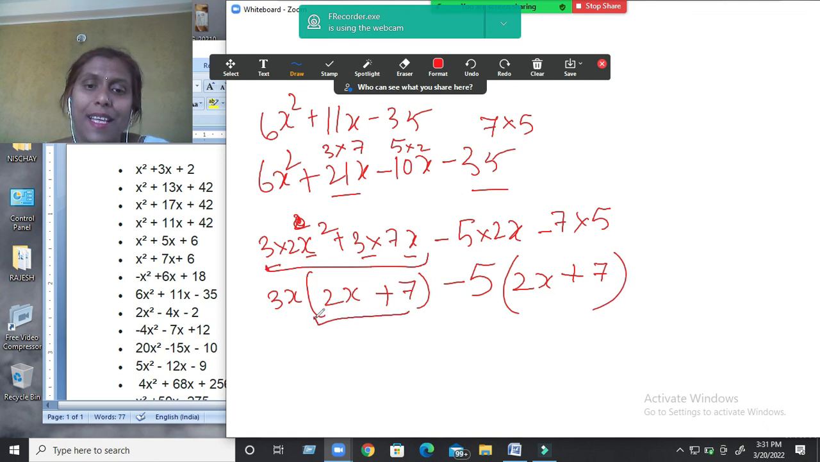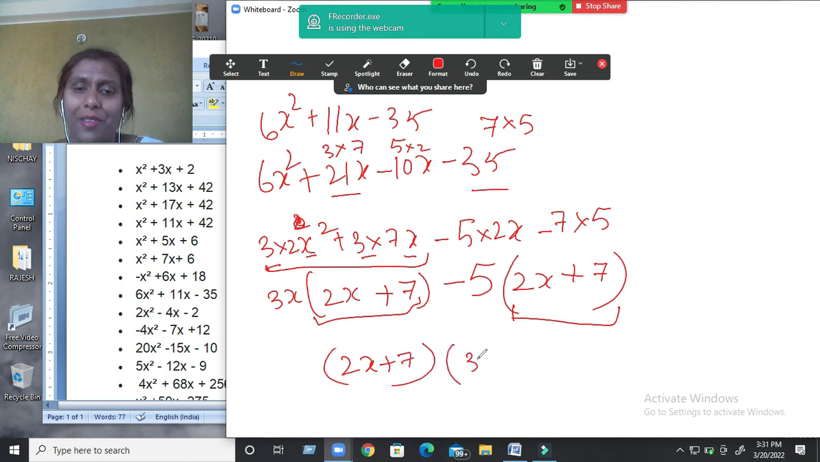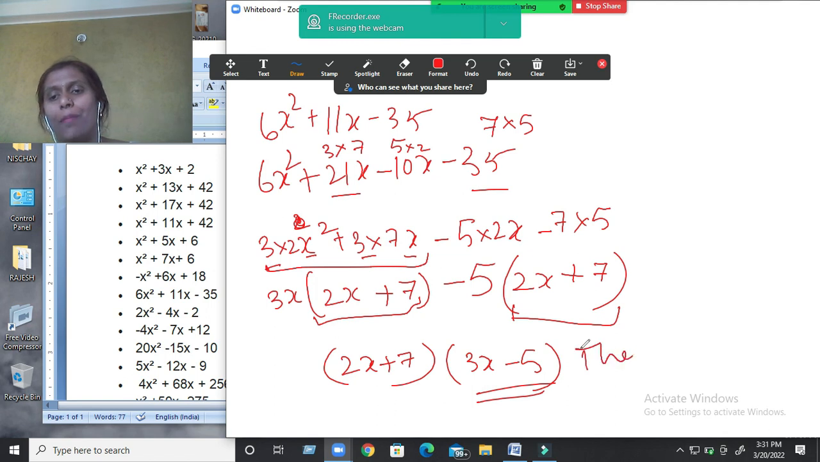So in the next step, this itself became common. Take it out. 2x plus 7 is out. Now 3x minus 5 goes in. Therefore, these are the perfect factors. These are the factors we got.